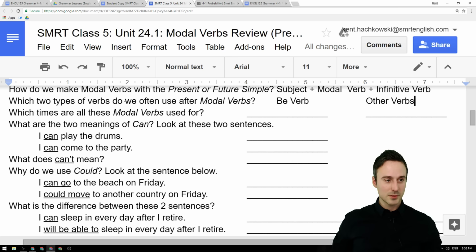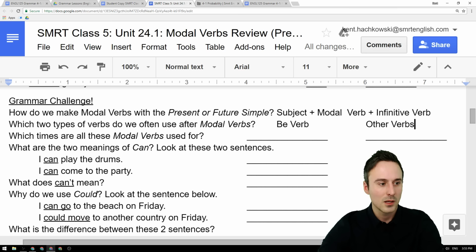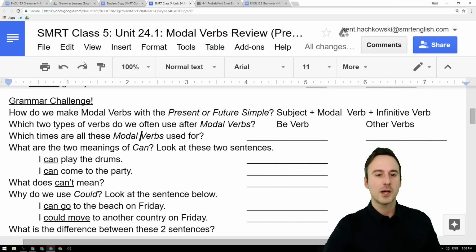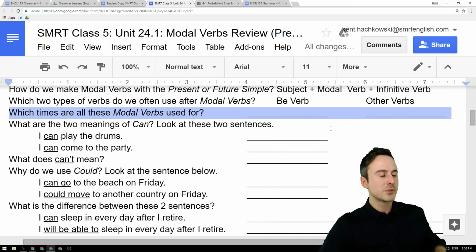Let me see if I can do some of that. I can try to do a little bit of that. Next one. Which time? We kind of talked about this one already. So take a look at that one. Which times are all these modal verbs used for?